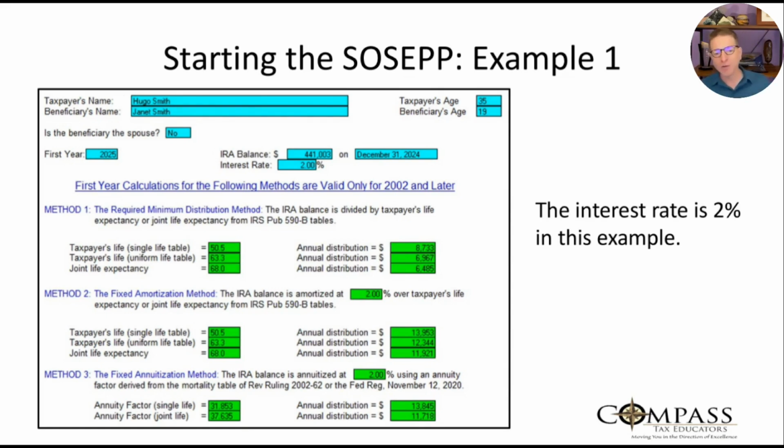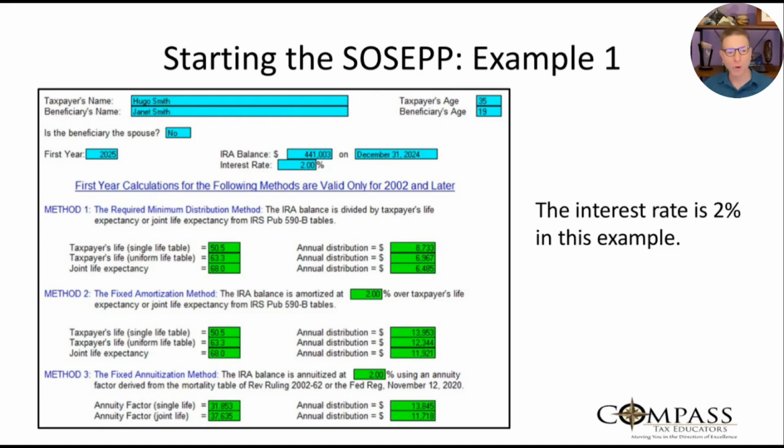The thing I love about this worksheet is it's very easy to put in some inputs and play with them, right? So a 2% interest rate obviously is low, right? So that's going to lower the amounts that are taken out in methods 2 and 3.